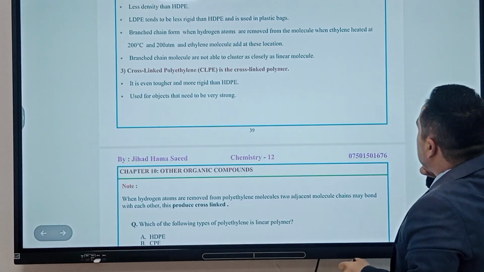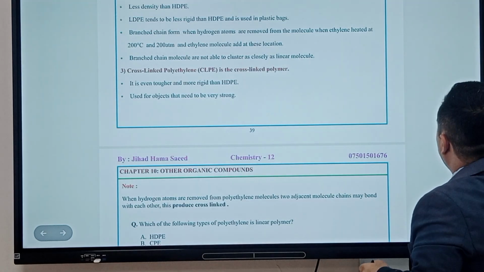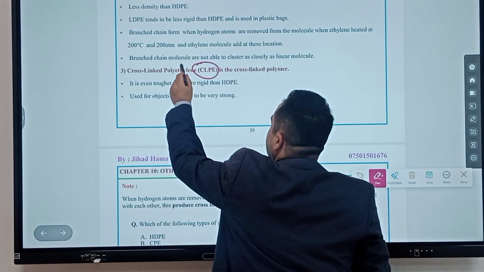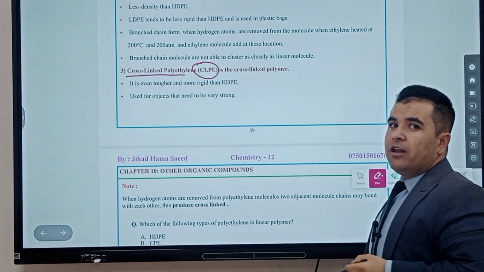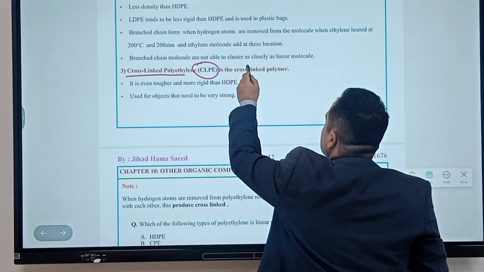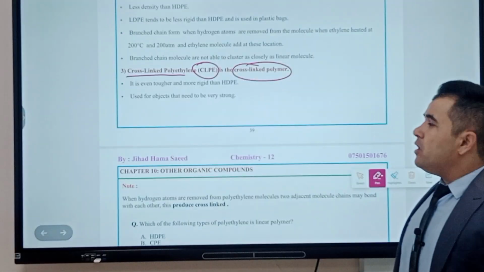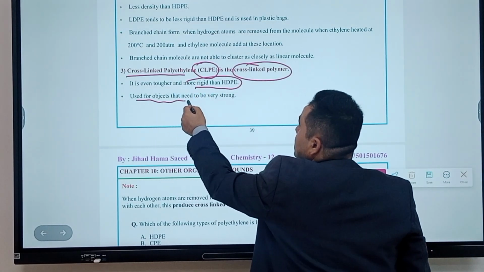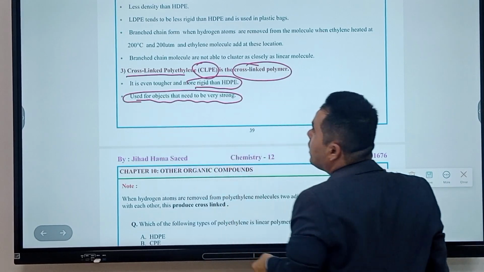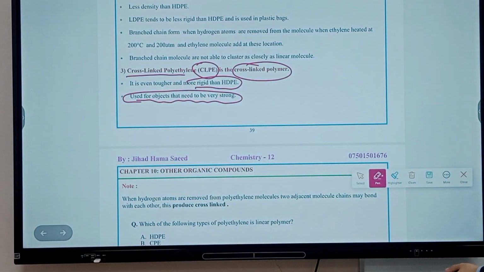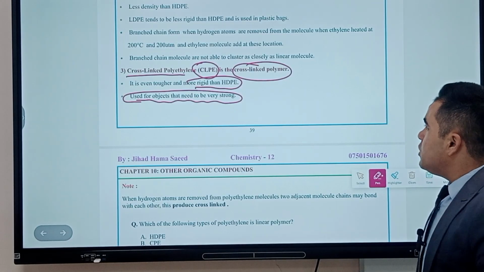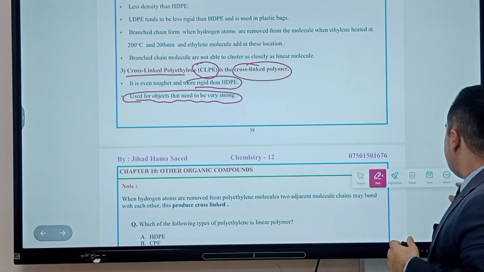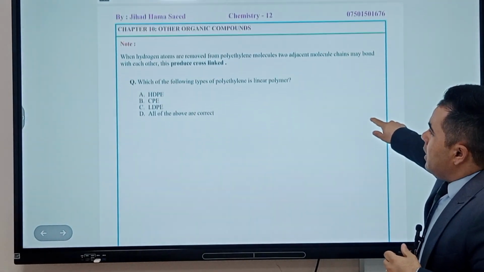HDPE. The last one is the cross-linked polymer or polyethylene, which we call CLPE. CLPE is cross-linked polyethylene. In terms of structure, it is a cross-linked polymer. It's more rigid than HDPE and is used for objects that need to be very strong. In terms of rigidity and strength, it is much stronger than HDPE because in between the polymer chains there will be bonds.